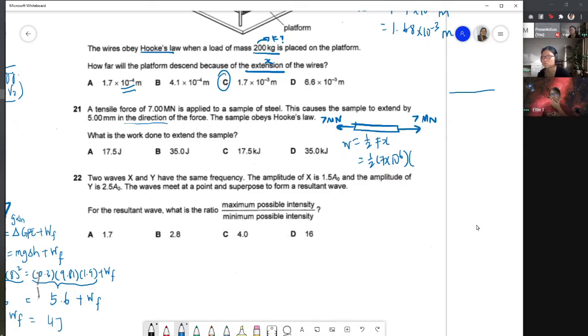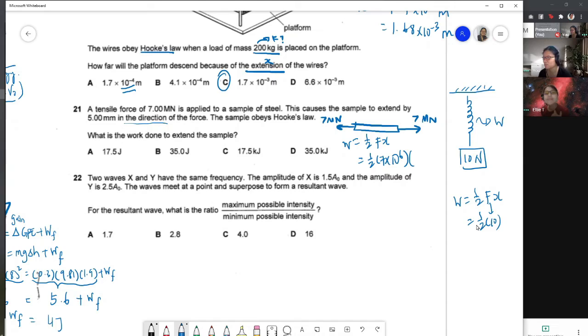You think of a spring. Let's say you take a classic spring, you hang it this way, and then you hang a 10 Newton here. What force do you use to find the energy stored? You use the one here only. Work done here, you take half Fx, and for F you put 10. You could be thinking, but this one only has one force. There are actually two forces. The ceiling force will also pull.